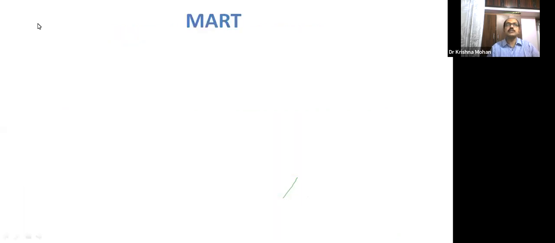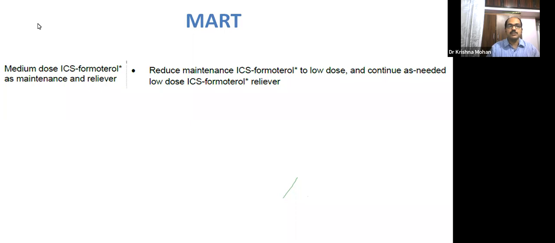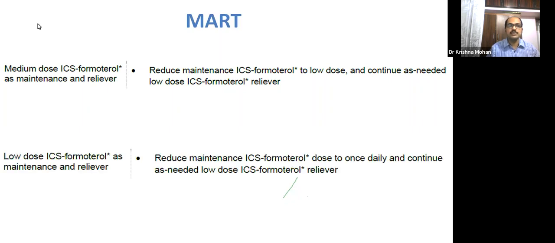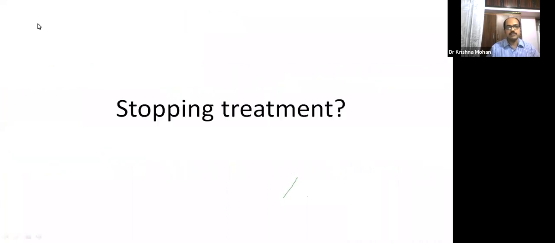So what about this MART? As I already told, in adolescents and adults, if you are using the single maintenance and reliever therapy, and if you have started on a medium dose, you make it low dose. If you have used a low dose, what you are supposed to do, if you have started BD, make it OD. That is how you cut down the doses.